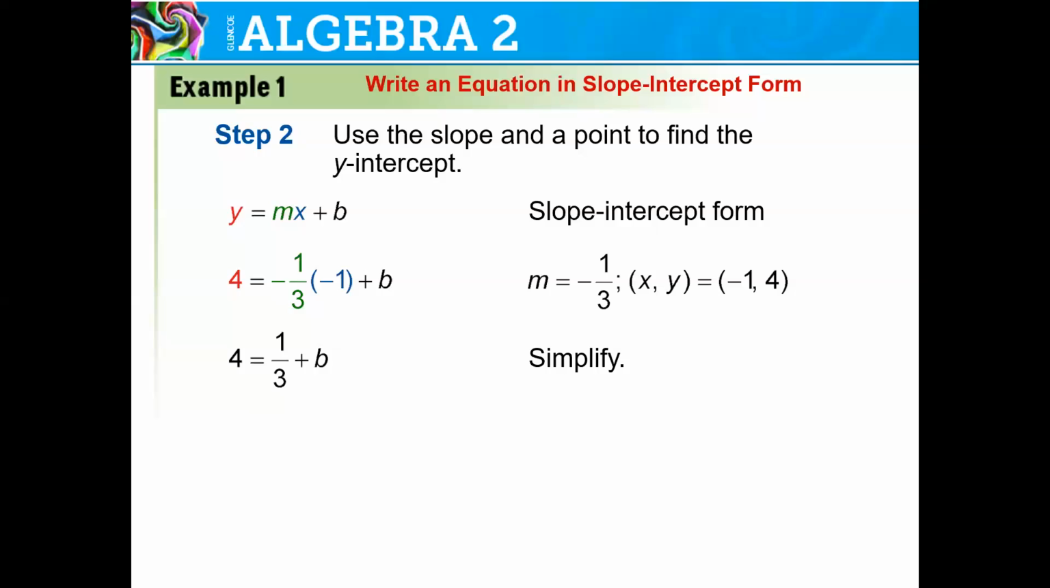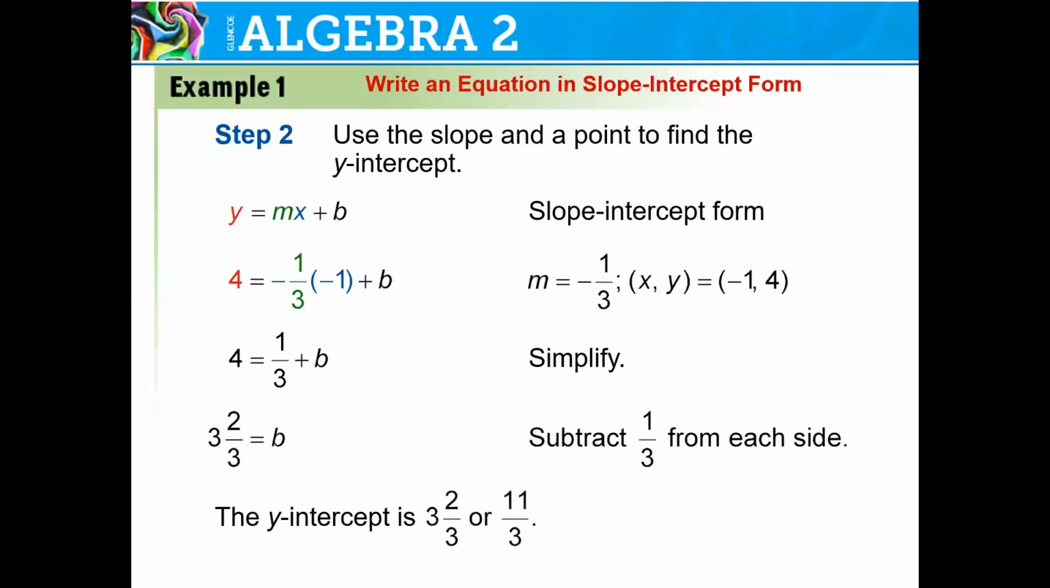We need to isolate b. So we're going to subtract 1/3 from both sides. So on the right, we're going to be left with just b. And on the left side, we're going to be left with 3 2/3. So 3 2/3 is our y-intercept.